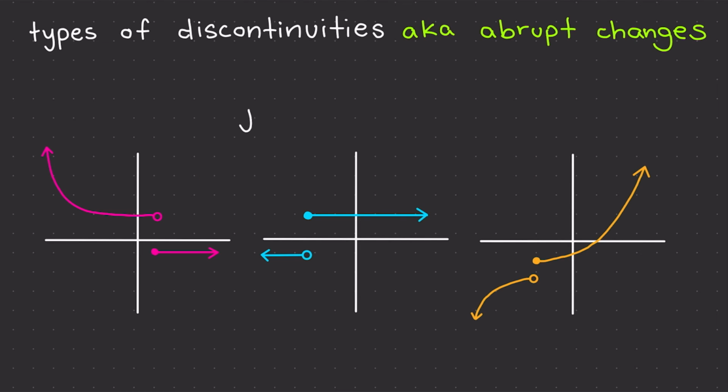The third and final type of discontinuity is a jump discontinuity. The graph of the function will show a jump or a gap between segments of the curve. It's important to note that the one-sided limits are not the same. They both approach different values.